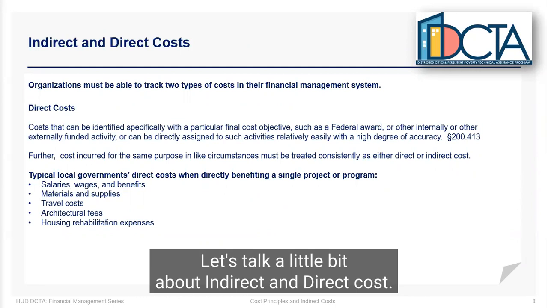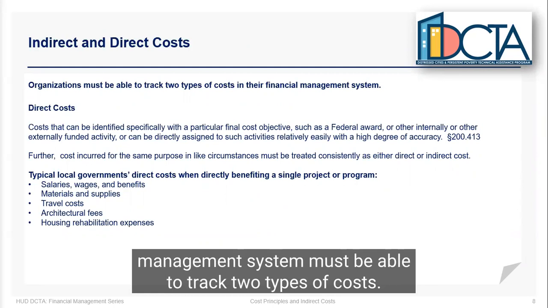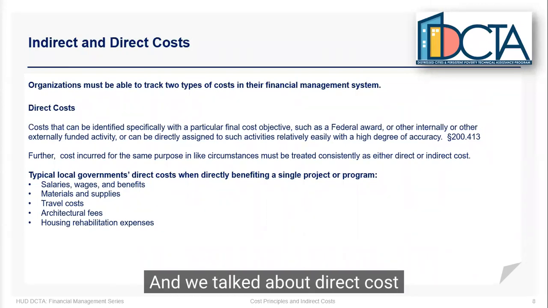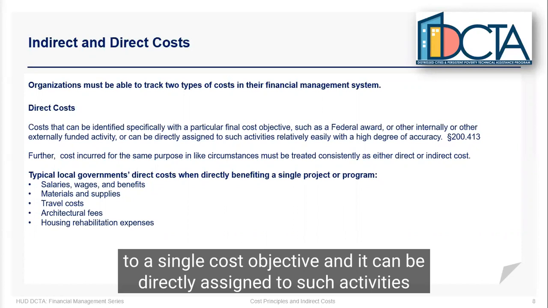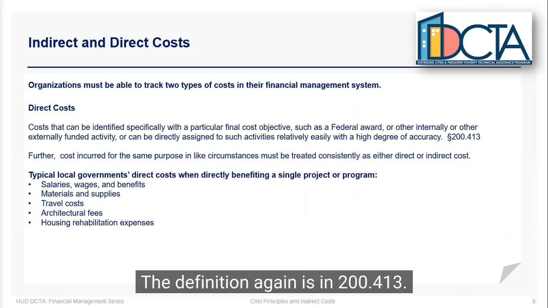Let's talk a little bit about indirect and direct costs. Now, a recipient and a subrecipient financial management system must be able to track two types of costs. And the first type I want to bring your attention to is direct costs. And we talked about direct costs in the previous slide, and that's basically costs that can be identified specifically to a single cost objective, and it can be directly assigned to such activities with relative ease and with a high degree of accuracy. The definition, again, is in 200.413 of the uniform administrative guidance.